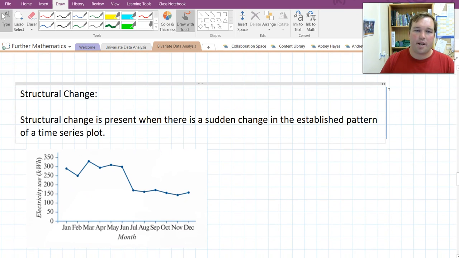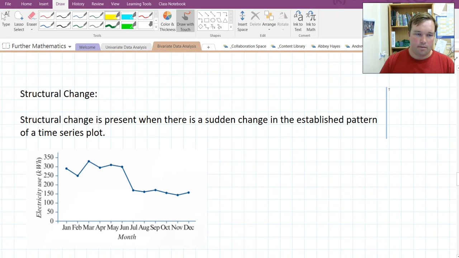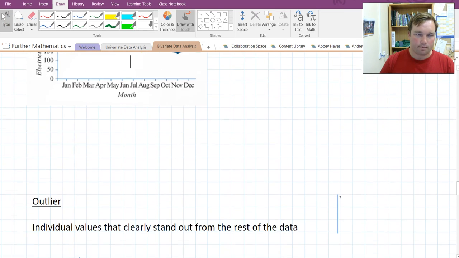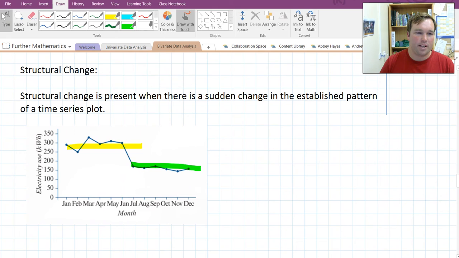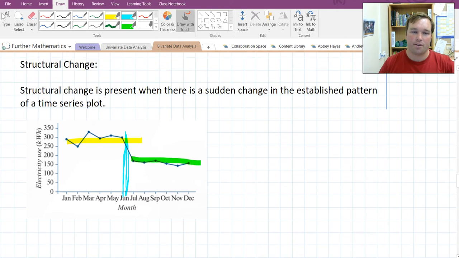Alright, a structural change is when there is a sudden change in an established pattern. We're there, now here. So for example, electricity use might drop suddenly if there was a sudden increase in price. In general, if you increase the price on something, its usage drops. So at this point here, the government could have introduced a tax. We would expect to see a structural change.